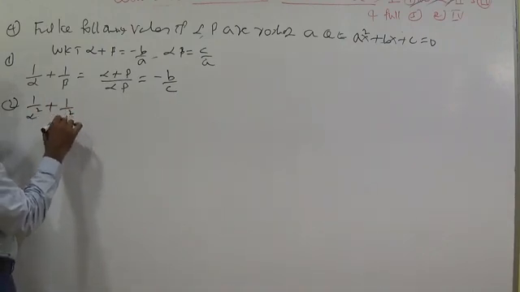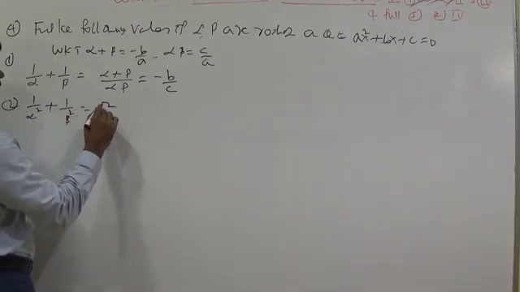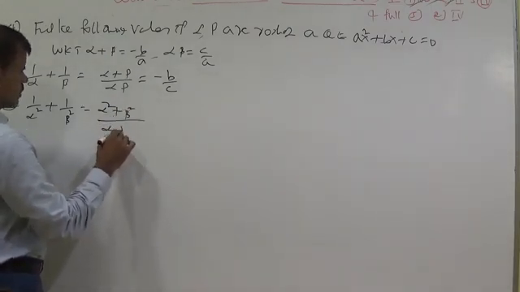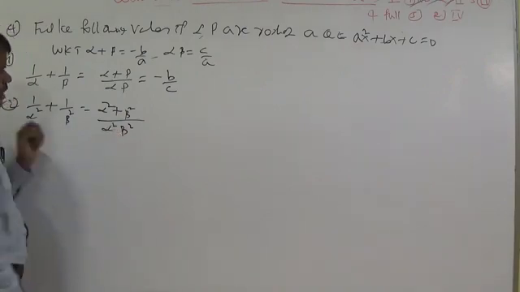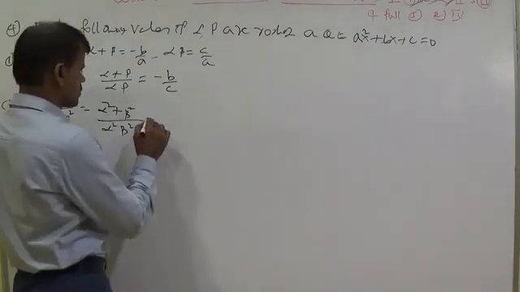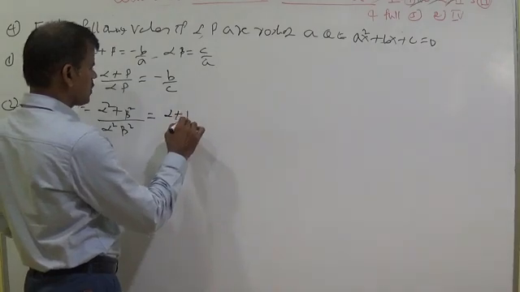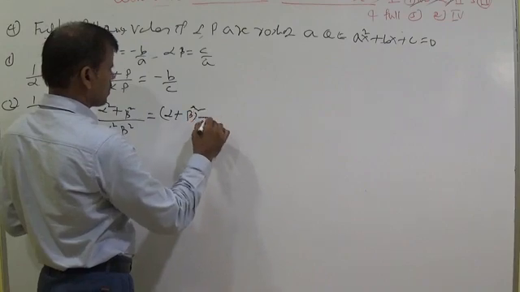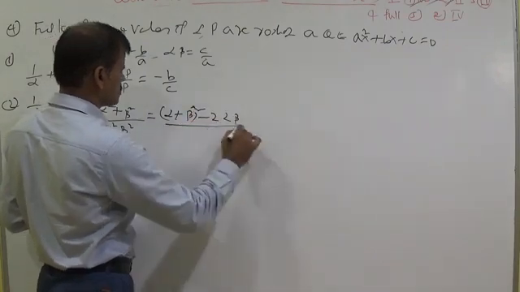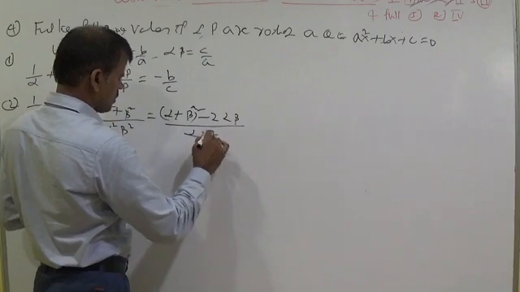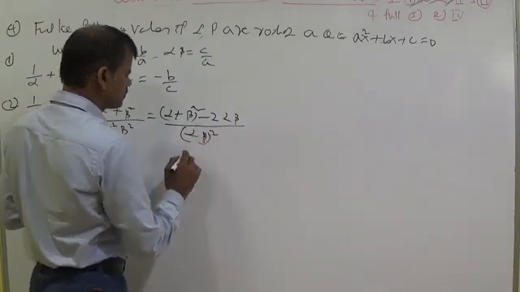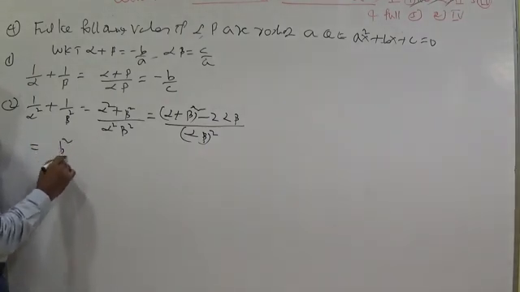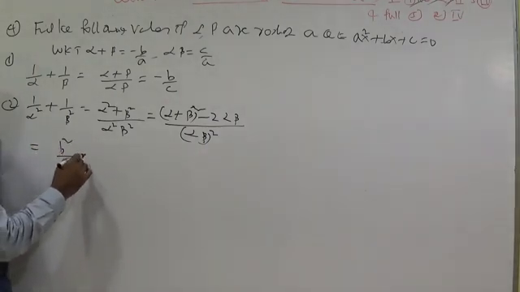1 by alpha square plus 1 by beta square. By taking LCM, you can write alpha square plus beta square by alpha square beta square. According to the formula, alpha square plus beta square, you can write alpha plus beta whole square minus 2 alpha beta by alpha beta whole square. These are useful in IPE 2 marks and in objective simple values.